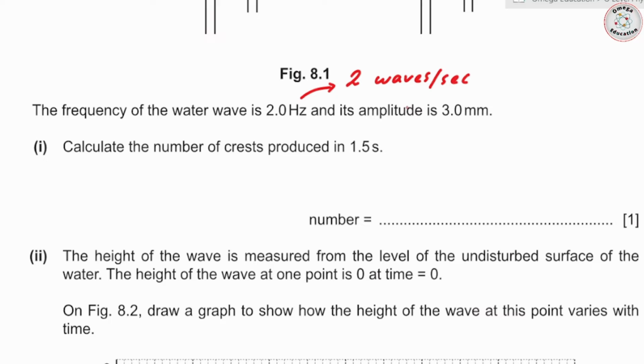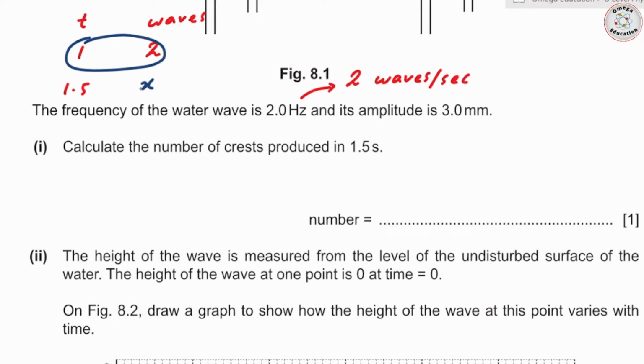But in 1 second, we have 2 waves. I can write time over here. So in 1 second, we have 2 waves. Then how many waves do we have in 1.5 seconds? It can be solved in different ways, or you can use a method of cross multiplication as well.